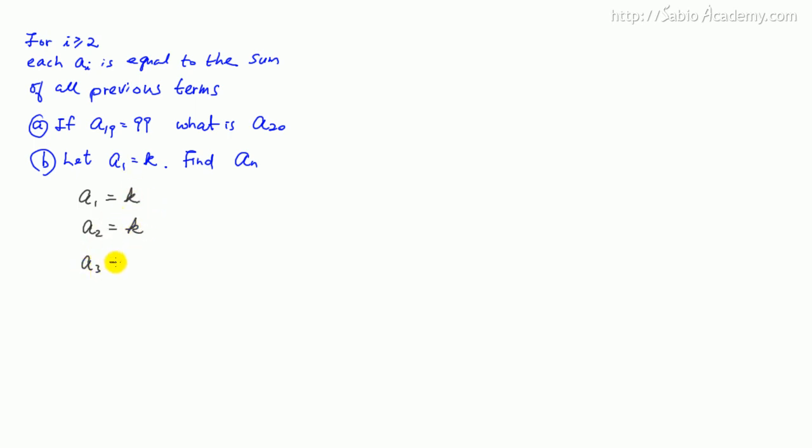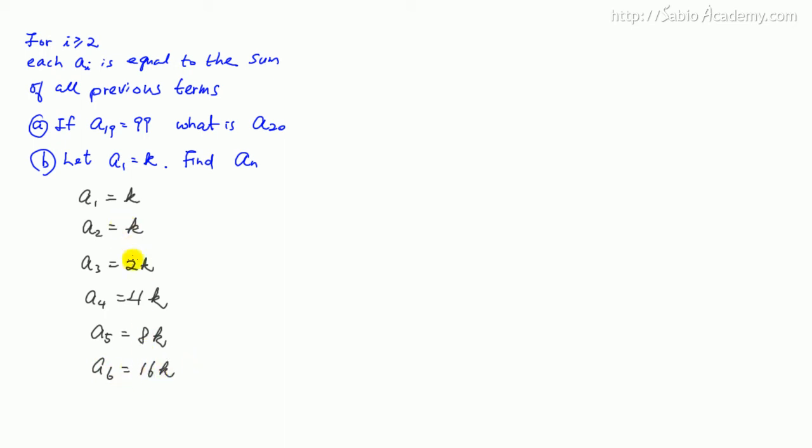Now, next one, I have to add all these, so it's 2k. And we have to add all these, would be 4k. You want to say, I see, a sub n equals nk. Not so fast. I got to add all this, so it's 8k. 4 plus 2 plus 1 plus 1 is 8. a sub 6 is, add all this, would be 16k.